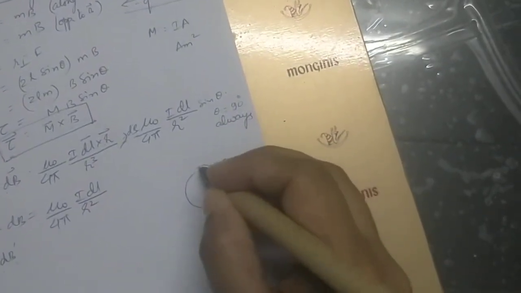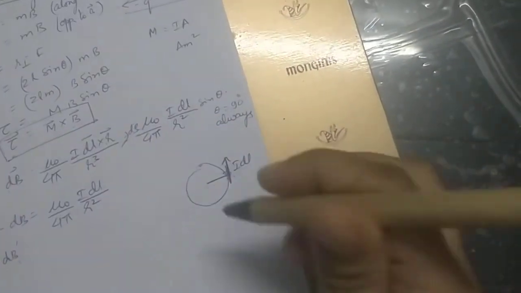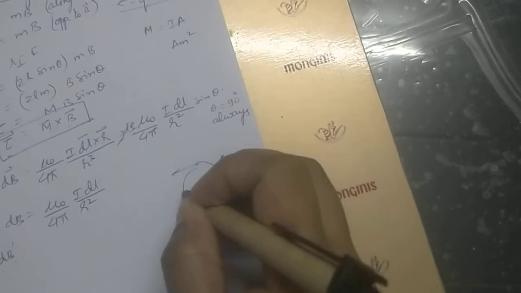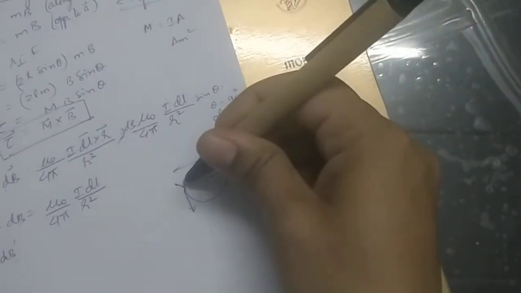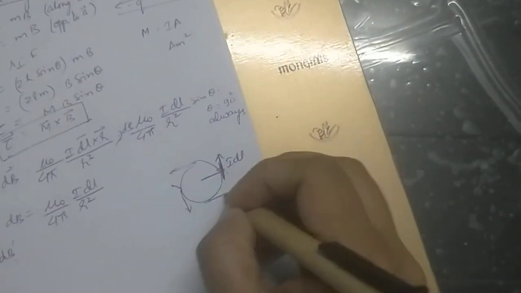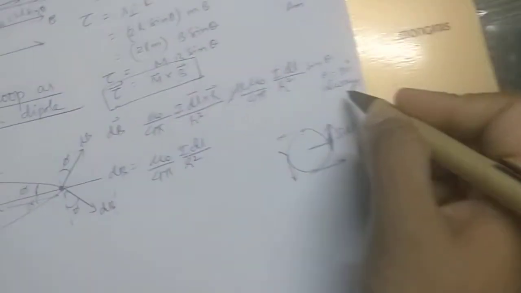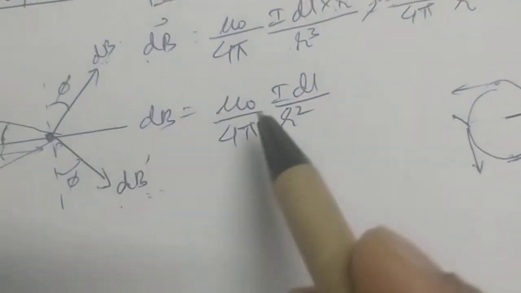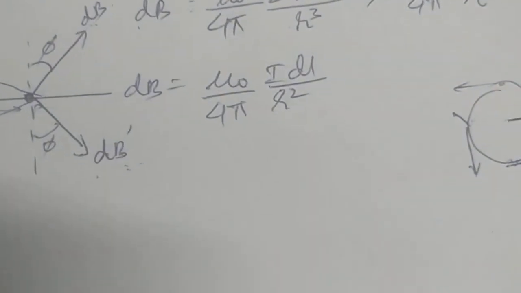If you come to this point, then this line will be tilted this side, and your tangent will be here. If you come to this point, the tangent will be here and your position vector will be tilted this side. If you come to this point, this is the tangent and the position vector is tilted this side. So everywhere on this, theta is 90 degrees. So theta is 90 degree always. If theta is 90 degree always, then dB is equal to mu naught by 4 pi I dl by r square.